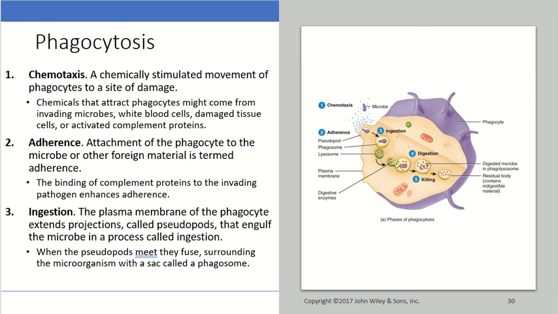Our third step is ingestion. This is when the plasma membrane of the phagocyte is going to extend projections called pseudopods that are going to essentially engulf that microbe in a process that's called ingestion. So when the pseudopods meet, they're going to fuse and surround that microorganism with a little sac called a phagosome.